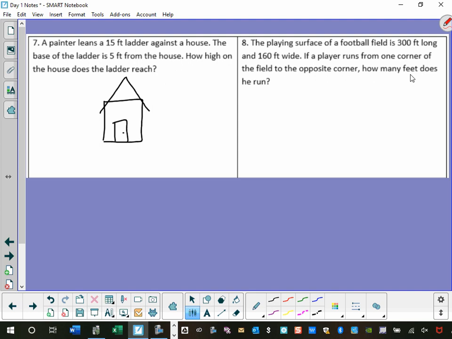It says the painter laid a 15-foot ladder, so this is the ladder, against the house. The base of the ladder was 5 feet from the house. They want to know how high up is my right angle. There's my triangle. Ashley, which of these numbers, 5, 15, or x, is my hypotenuse? 15, that's my longest side. So that's C. You can call 5 A and x B, or you can flip-flop.